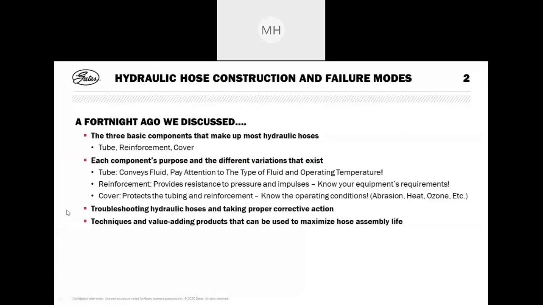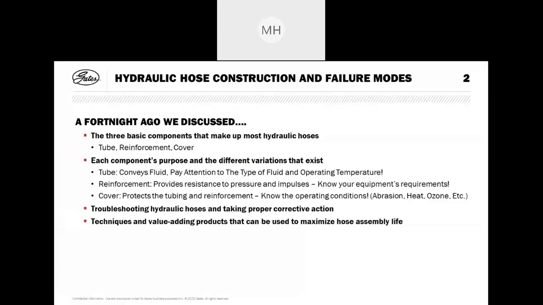All right, so a fortnight ago we discussed the construction of the hose. So we ran through the tube, the reinforcement and the cover. Now, with each of these components, they have different variations for different reasons. So the tube, which conveys the fluid, obviously needs to be matched to the correct type of fluid and operating temperature which is required for that system.